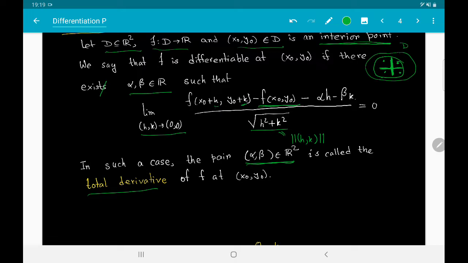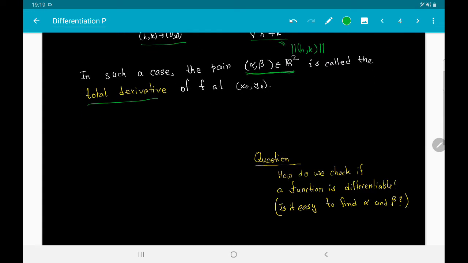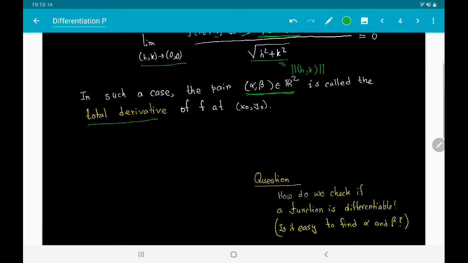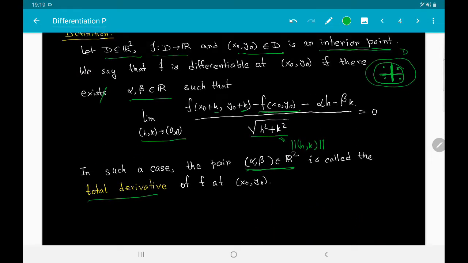Okay, so we have talked about what is the total derivative of a function in two variables. Now let us look at this expression somewhat closely. f is said to be differentiable at the point (x0, y0) if we can find a pair of real numbers alpha and beta such that this limit is 0. Now the question is, can we determine this alpha and beta? If f is differentiable, can we determine this alpha and beta? Is it an easy exercise?